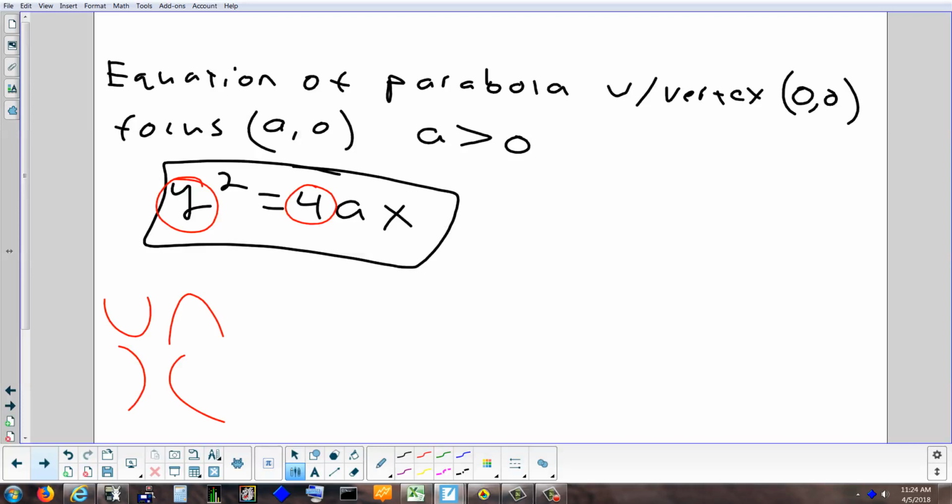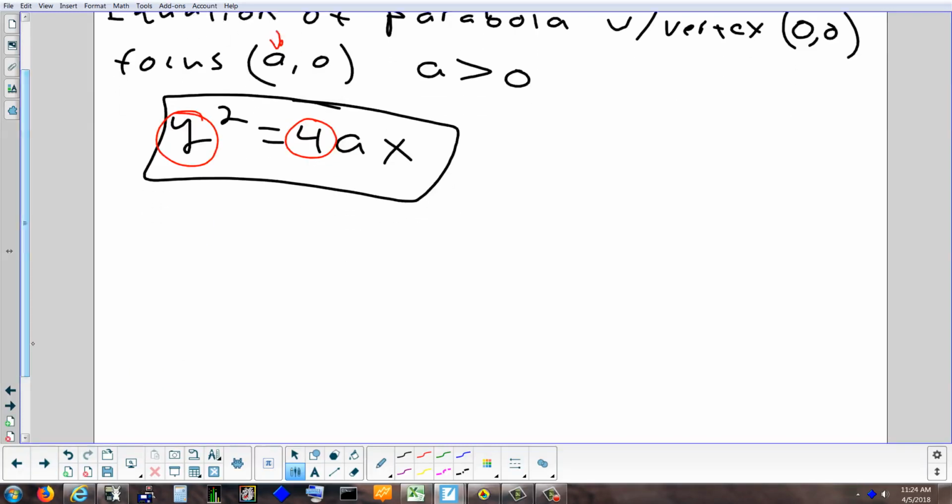Wait, that's a comma 0? That's a comma 0. Yep. So the standard form for a parabola, the way we're going to write it, is y squared equals 4ax. And if you're wondering what a is, it's where the focus is. All right? So I'll just try to make a sketch.